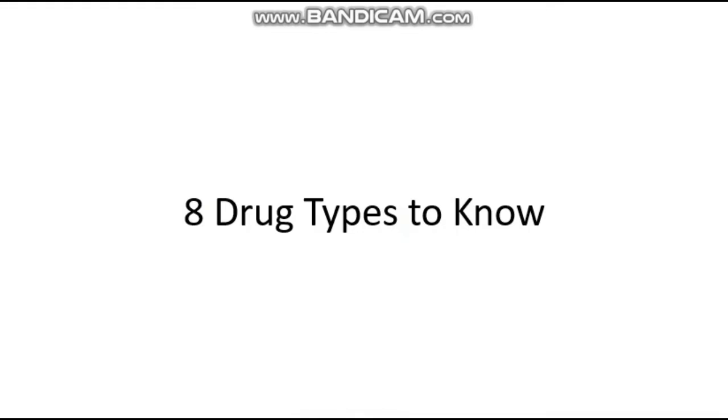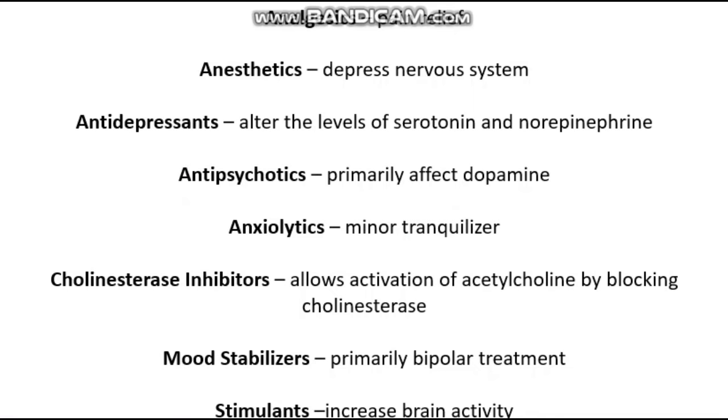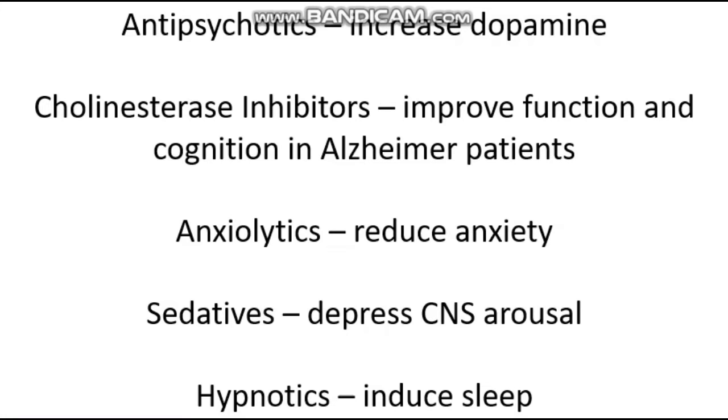8 drug types to know are analgesics, which are for pain relief, anesthetics, which depress nervous system, antidepressants, which alter the levels of serotonin and norepinephrine, antipsychotics, which primarily affect dopamine, anxiolytics, which is a minor tranquilizer, cholinesterase inhibitors, which allows activation of acetylcholine by blocking cholinesterase, mood stabilizers, which are for primarily bipolar treatment, and stimulants, which increase brain activity.